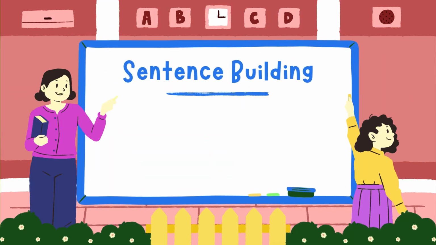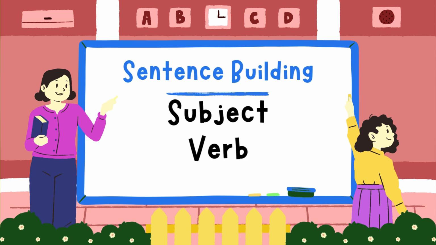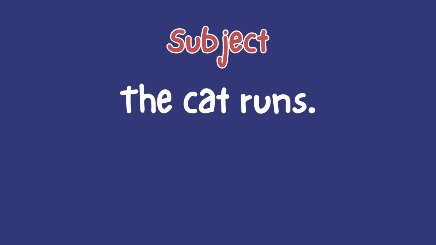Every sentence has three main parts: a subject, a verb, and sometimes an object. The subject tells us who or what the sentence is about. Here, it's the cat.